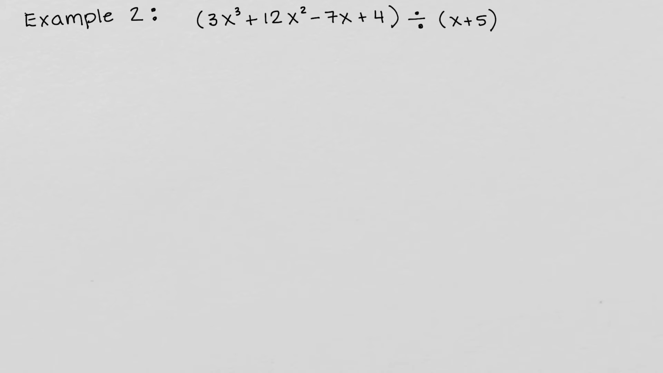In this example, we're going to take 3x cubed plus 12x squared minus 7x plus 4 and divide that by x plus 5. Again, I check my polynomial to make sure that I have all the terms in descending order and there's no missing terms, so we're ready to go.